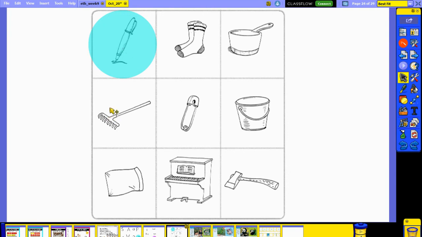Okay, so pen. Okay, we're going to highlight that one. It does have P. Socks. Nope. Pan. Yes, pan does have P. Rake. No. Pen. This is a different kind of pen. So this is the pen that you write with. This is the pen that you use. Miss Etheridge uses these for when I'm in a race. I pin my number to my shirt. Right, and yes, it does have the P sound.